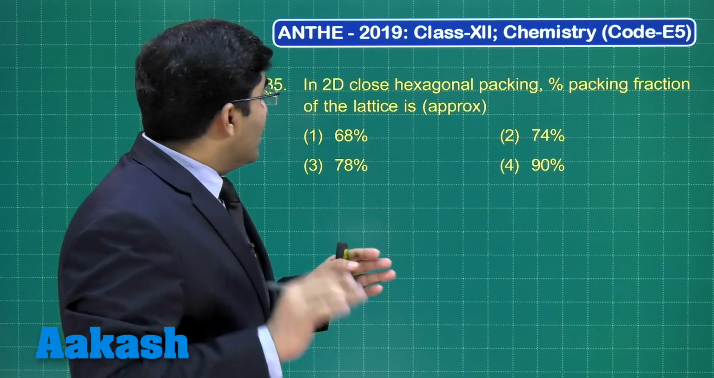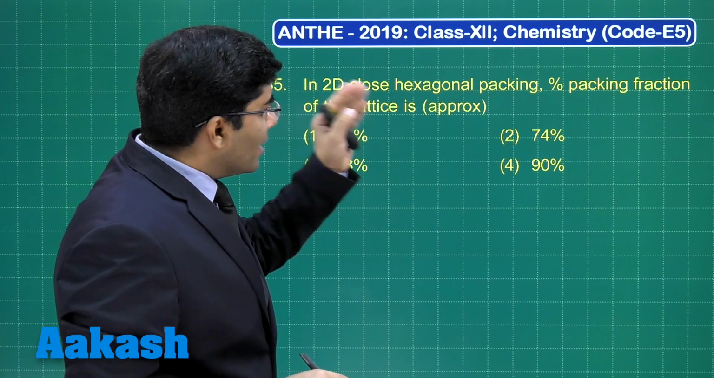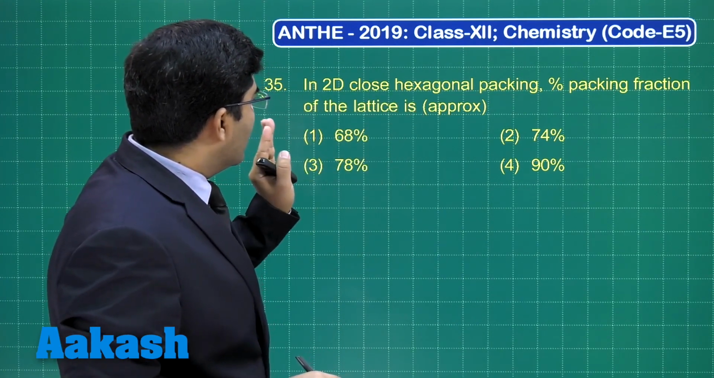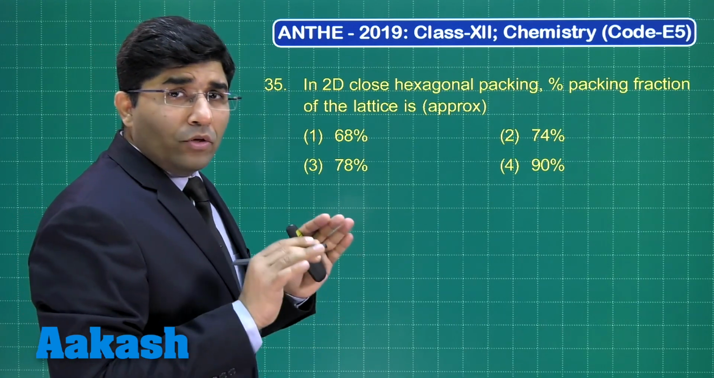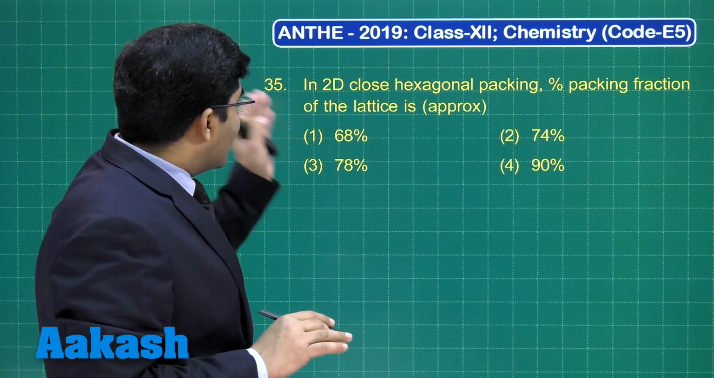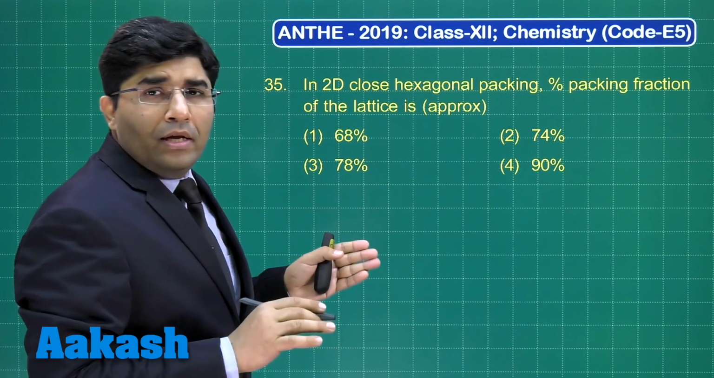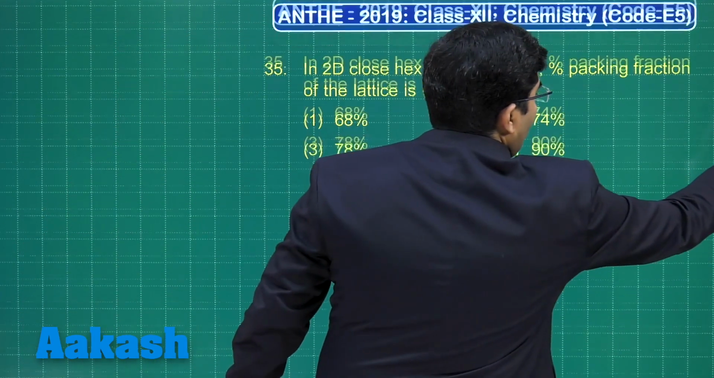So now in this question he is asking, in 2D closed hexagonal packing, the percentage packing fraction of the lattice is. Now in hexagonal closed packing we have to find out the percentage of packing, and the options given are 68%, 74%, 78% and 90%. So we have to solve and find out. So let us move on to the solution.